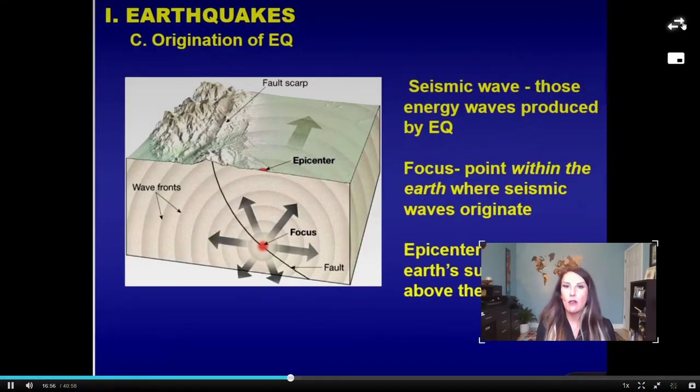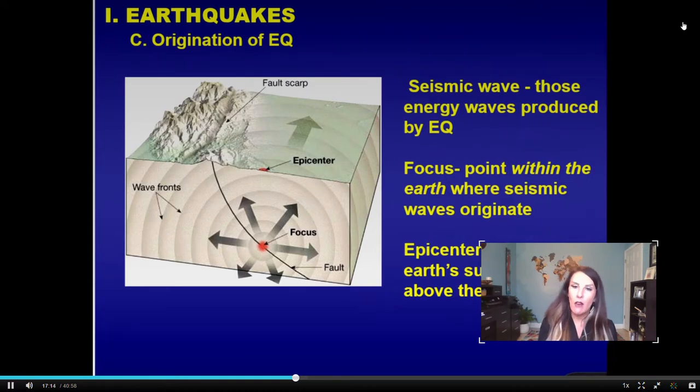So the questions you might have are about the specifics of earthquakes, right? We're considering seismic waves, a focus, and epicenter, and I want to define what these are for you. A seismic wave, by our definition, are those energy waves that are produced by an earthquake. Seismic waves behave like any other wave you can think of. When we think of a wave system, we talk about the wave height and the wave amplitude, and that's how we characterize or measure a wave.